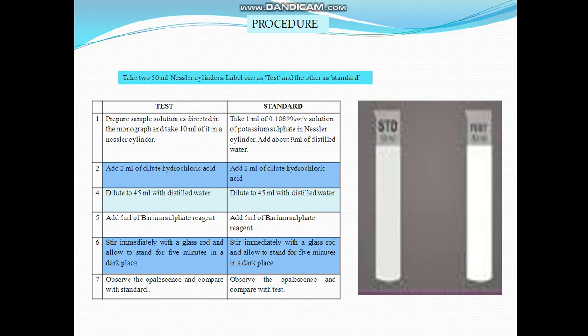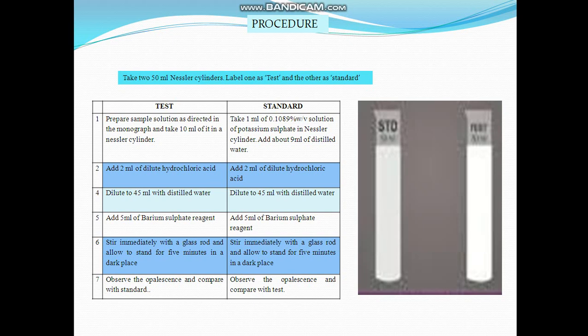First label it. Then in the test Nessler cylinder, you take 10 ml of sample solution as directed in the monograph, and in standard Nessler cylinder you take 1 ml of 0.1089% W/V solution of potassium sulfate and add about 9 ml of distilled water. Then add 2 ml of dilute hydrochloric acid to both the solutions, that means test and standard. Then you dilute to 45 ml both the solutions with distilled water.